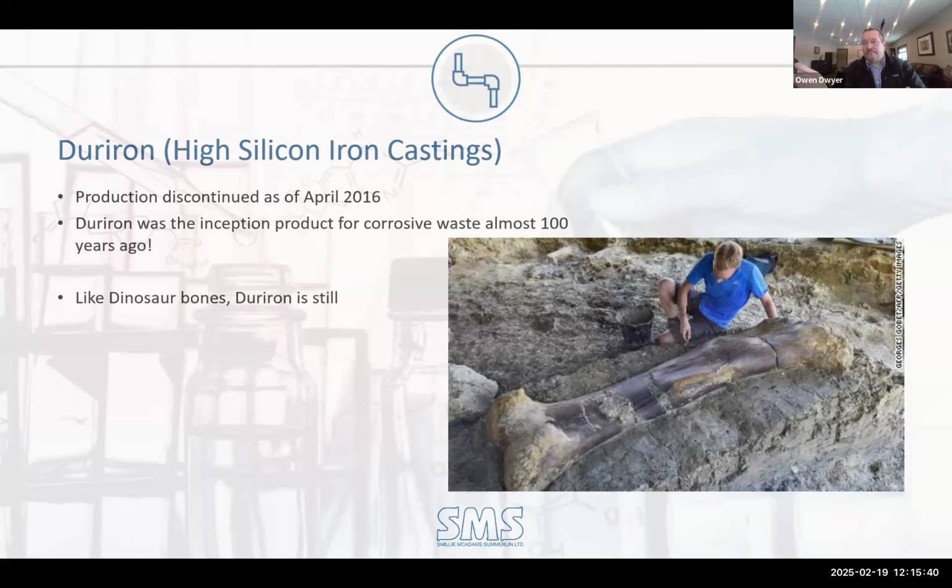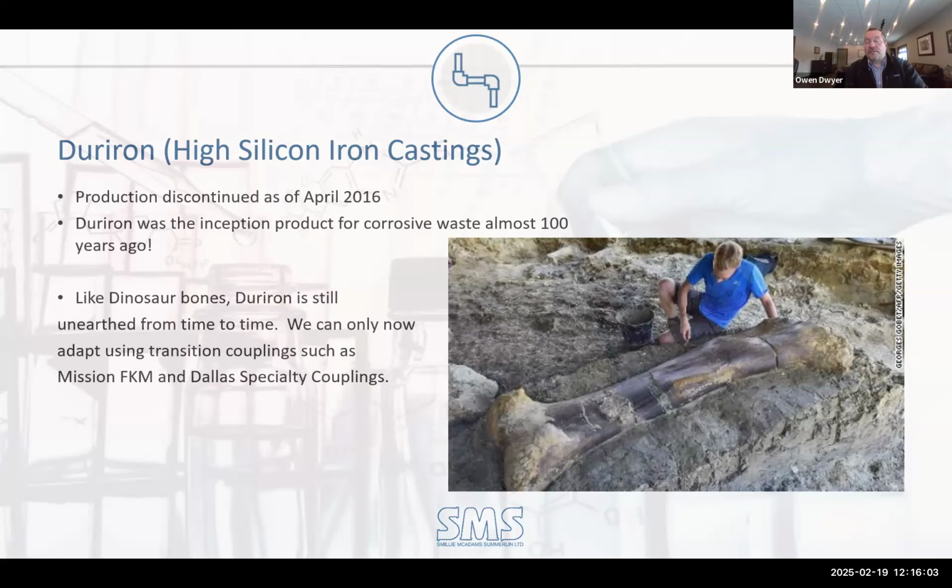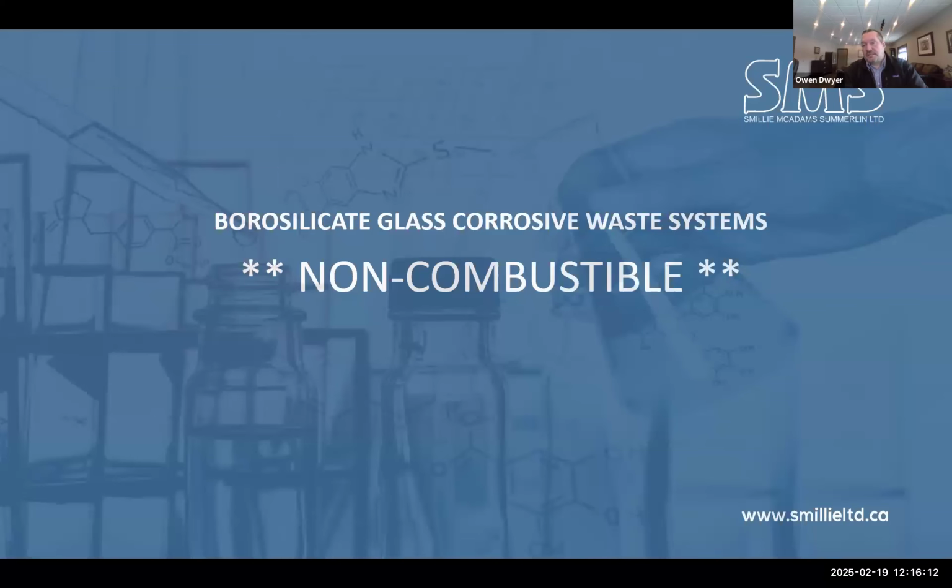So every once in a while we'll dig it up like old dinosaur bones on a project. If you see this corrosive waste piping, it's heavy, looks like cast iron, and has a bit of a glass fleck to it. It has a bit of a sparkle, for lack of a better description. Anyway, it's not available anymore. So if you do encounter Duriron, you have to transition to it with different couplings, like Mission couplings, Dallas couplings, different types of mechanical connectors, but it does not exist anymore. If it is in your master spec library, I would suggest removing it so there's less confusion.